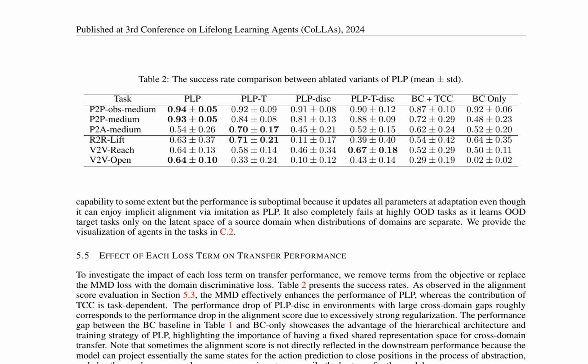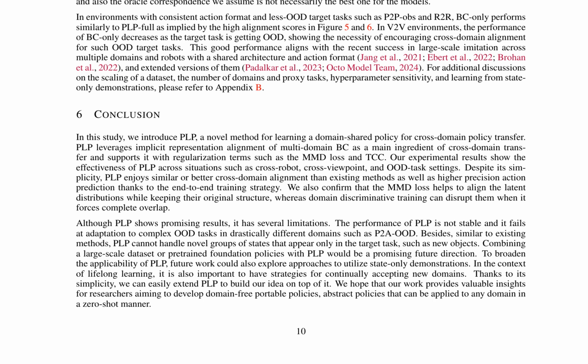The authors also observe that BC only performs similarly to PLP full in environments with consistent action formats and less out-of-domain (OOD) target tasks, but its performance decreases as the target task becomes more OOD. The study concludes by introducing PLP as a novel method for learning a domain-shared policy for cross-domain policy transfer. PLP leverages implicit representation alignment of multi-domain BC, supported by regularization terms such as MMD loss and TCC. The experimental results demonstrate the effectiveness of PLP across various situations, including cross-robot, cross-viewpoint, and OOD task settings.